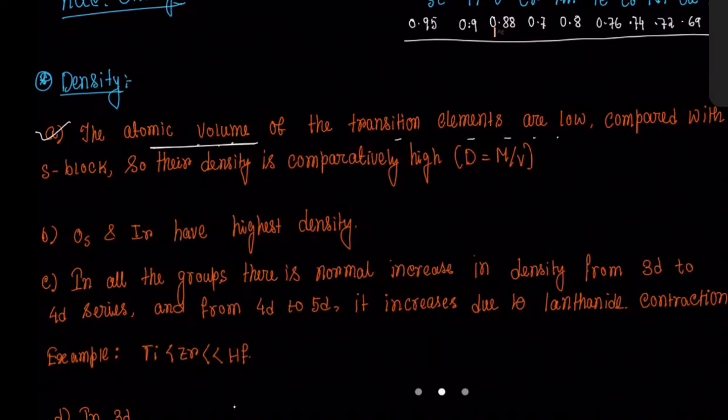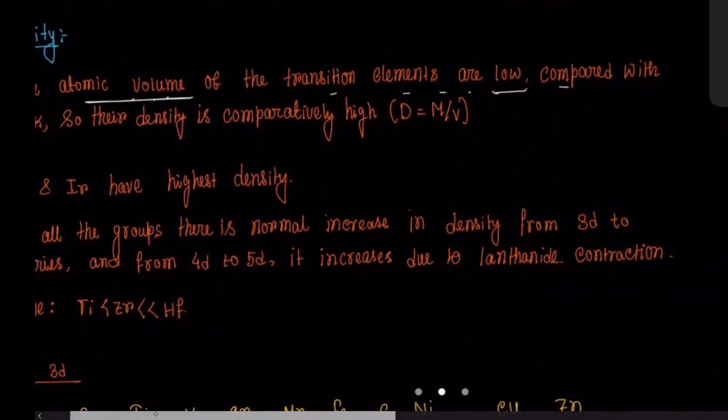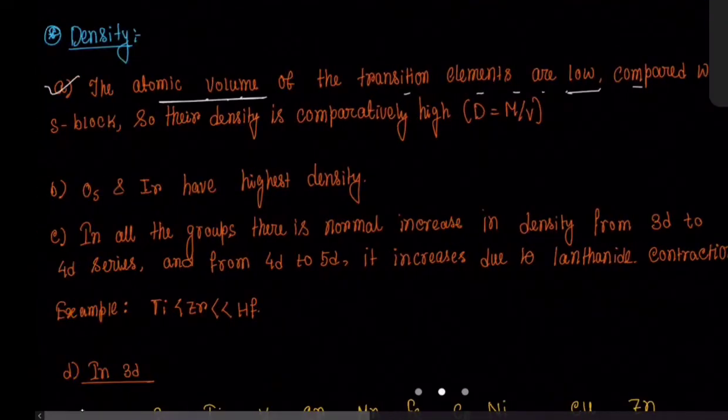Atomic volume of transition elements is lower. Now why is it lower? Because of the contraction, the sizes are lower. That's why the density is comparatively high. So remember always, d block elements have very high density.